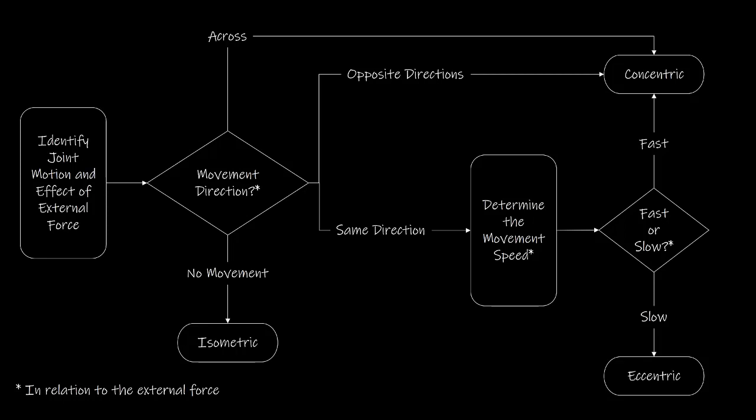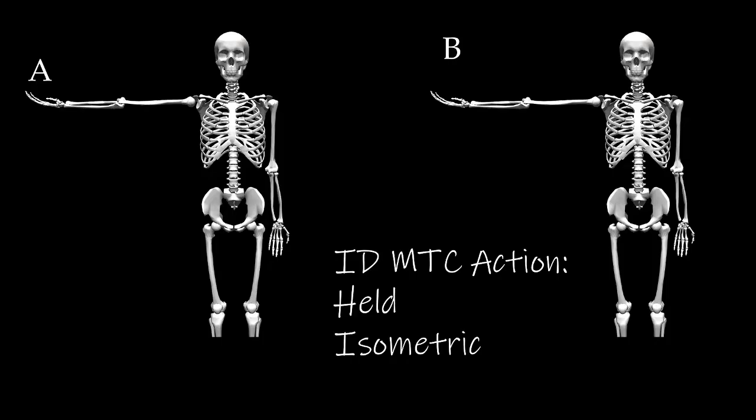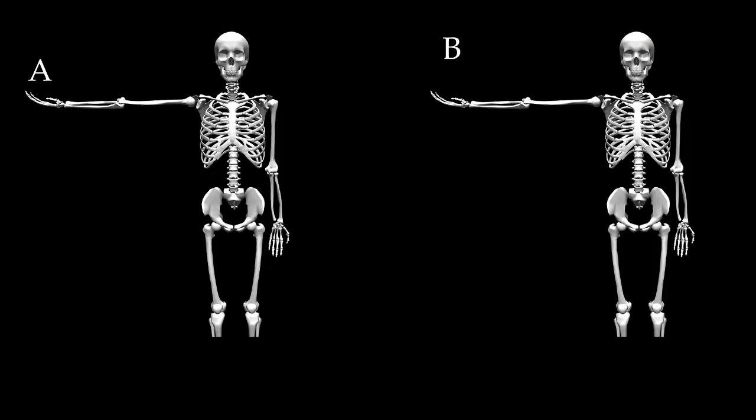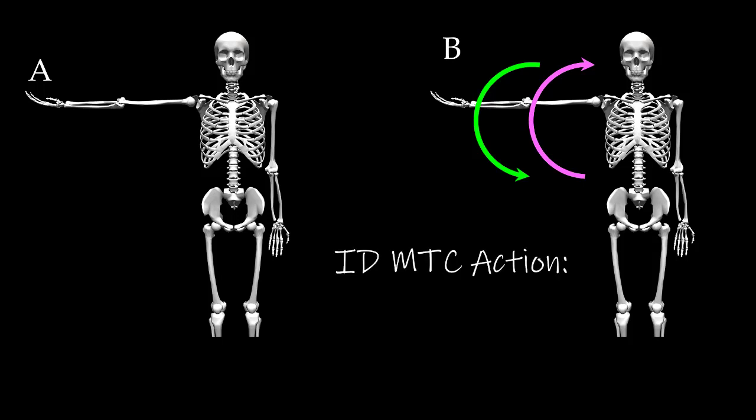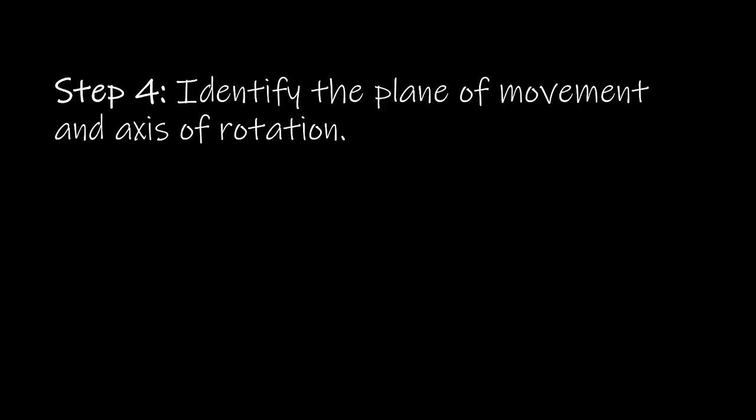With that in mind, let's return back to this example. In this example, the arm is being held. But we know that there is an external force, gravity, which is going to want to rotate the arm downward. In order to have an effective torque which is 0, we are going to need to have a muscle torque which will be equal and opposite that direction. So in this case, we want to identify the MTC action. Since the position is being held, we can conclude that we have an isometric MTC action.